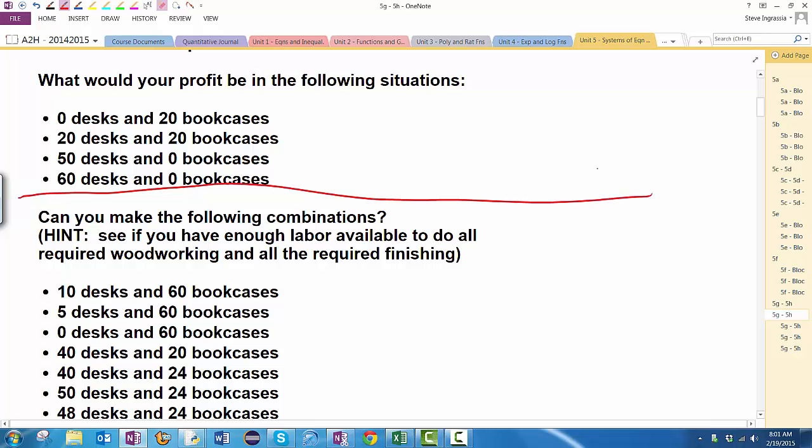Pause the video now and answer each of these 4 questions. Just give me a dollar figure by each one of these. Pause the video. When you have your answers, resume the video.